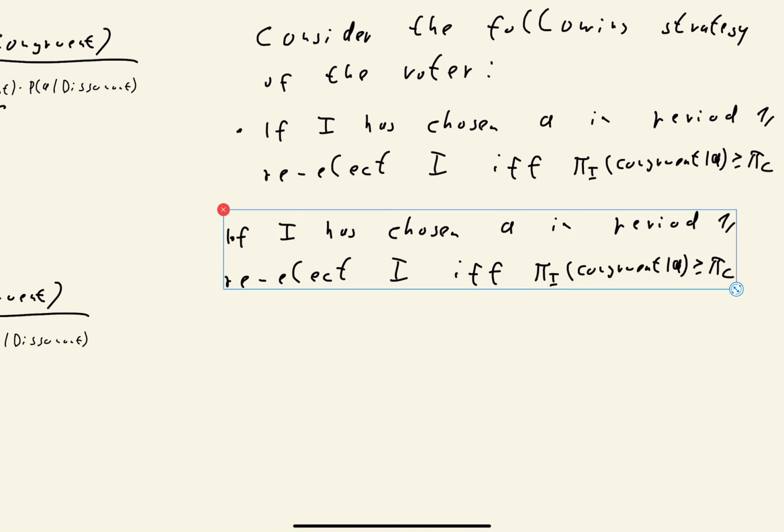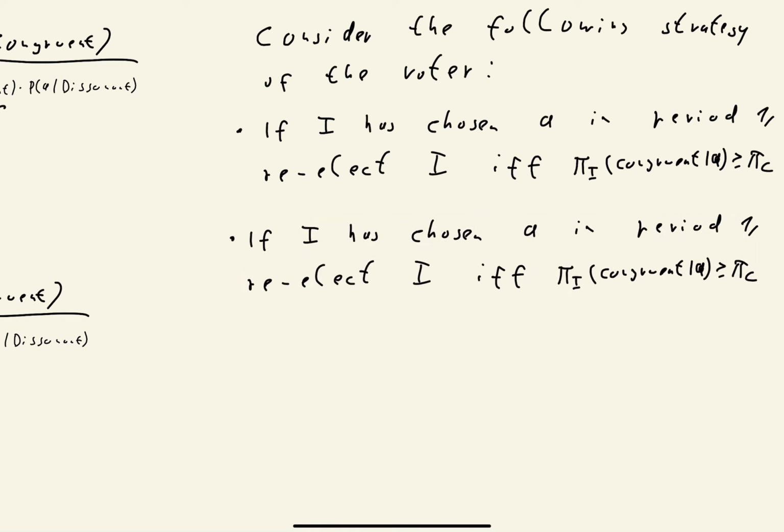And the same thing holds for a situation where I has chosen B. If I has chosen policy B in period 1, re-elect him if and only if your belief about him being of a congruent type, given that he has chosen policy B, is weakly larger than your general, or ex ante, belief of the challenger being a congruent type. This is summarizing the strategy of the voter, and I will confirm at a later point that it's indeed optimal given the behaviors of the other participants in this model.